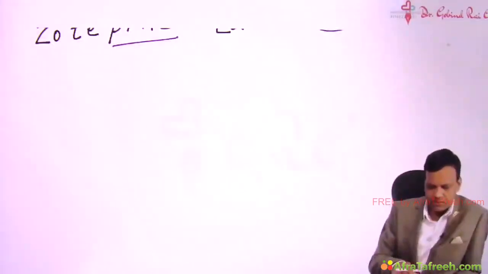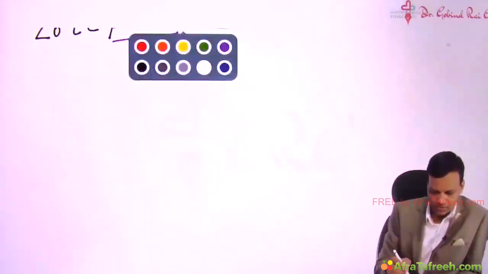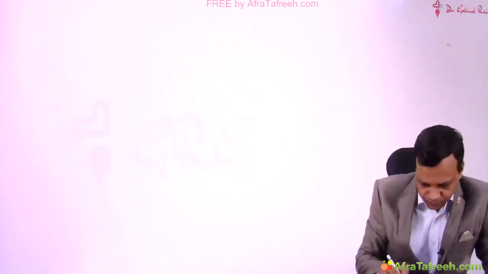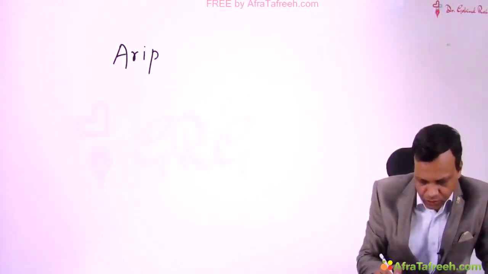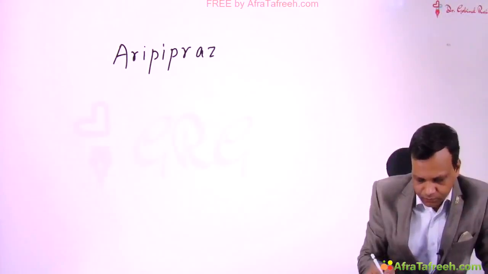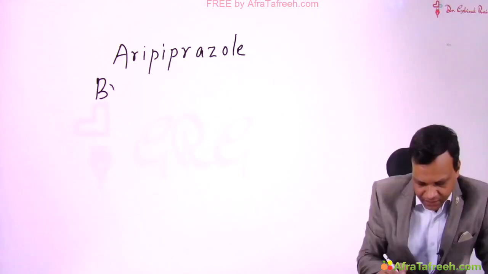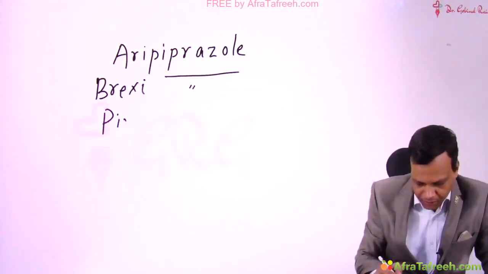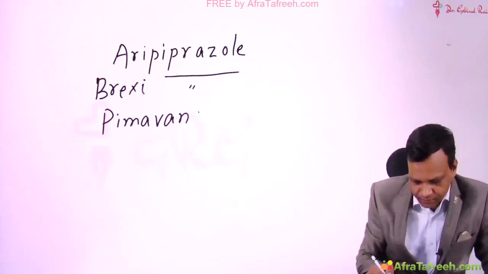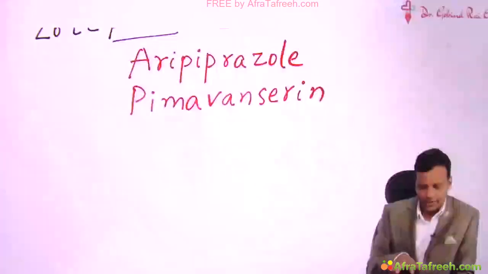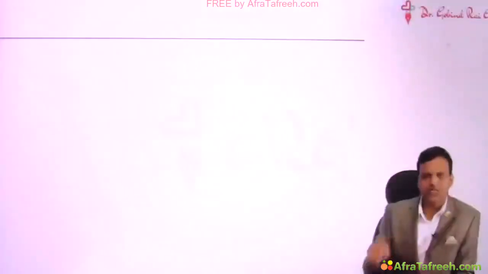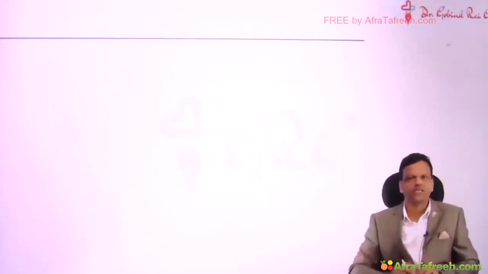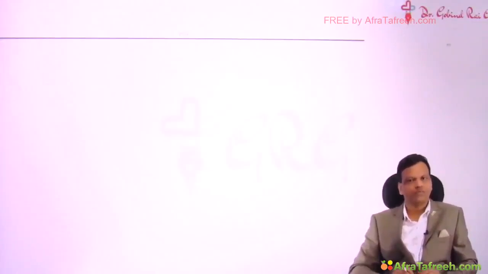Apart from these, there are some drugs which do not follow this nomenclature. These drugs include aripiprazole, brexpiprazole, pimavanserin. Atypical antipsychotic drugs have lesser chance of causing extrapyramidal symptoms and hyperprolactinemia. They are effective against both positive and negative symptoms of schizophrenia.